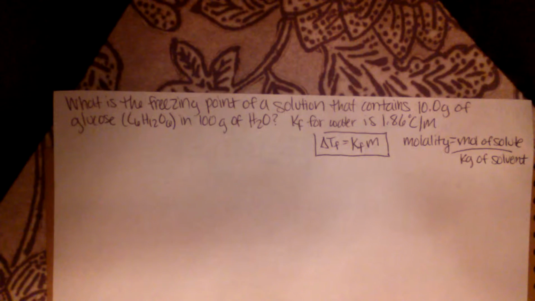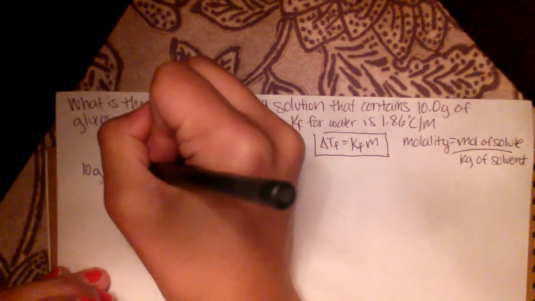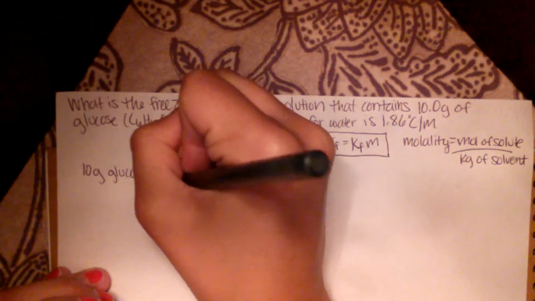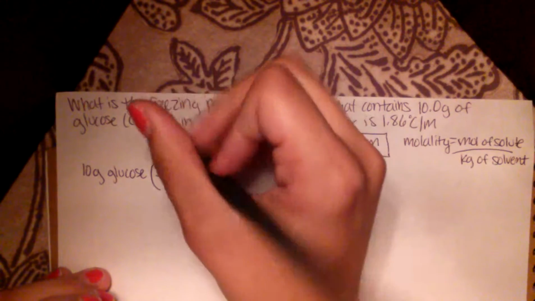So the solute is going to be the glucose and the solvent is going to be water. And we know this because water, the majority of the time, is always going to be your solvent. So the thing left over, glucose, is going to be your solute. So let's first calculate the moles of glucose. It states in the problem we have 10 grams of glucose, and we're going to multiply that by its molar mass so we can get a mole value.